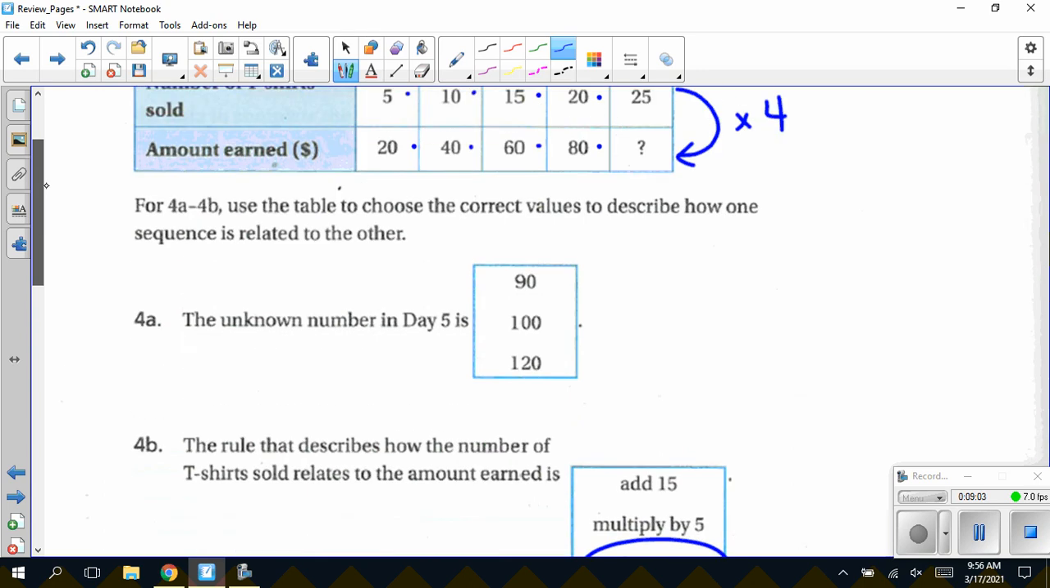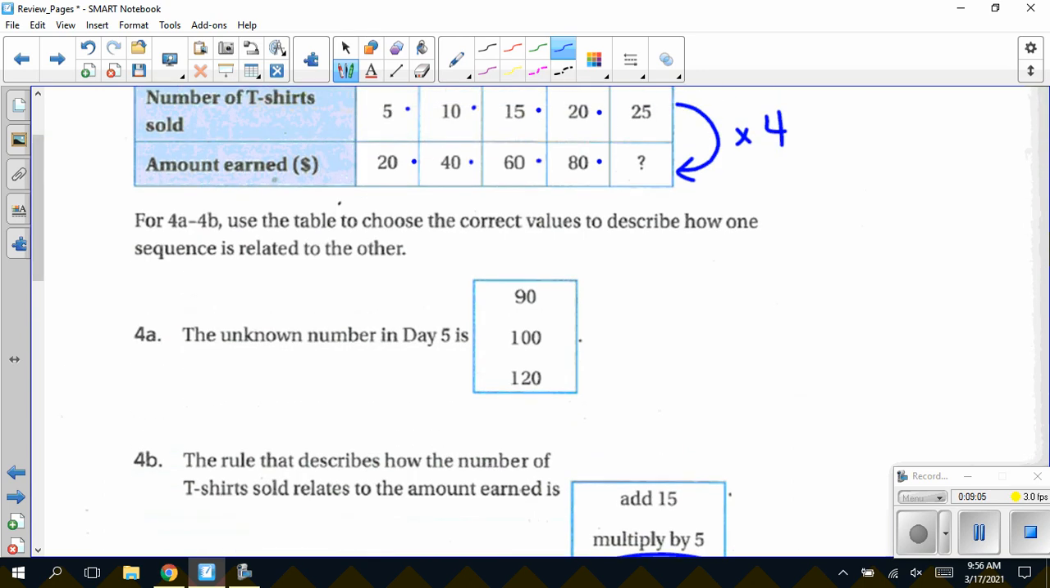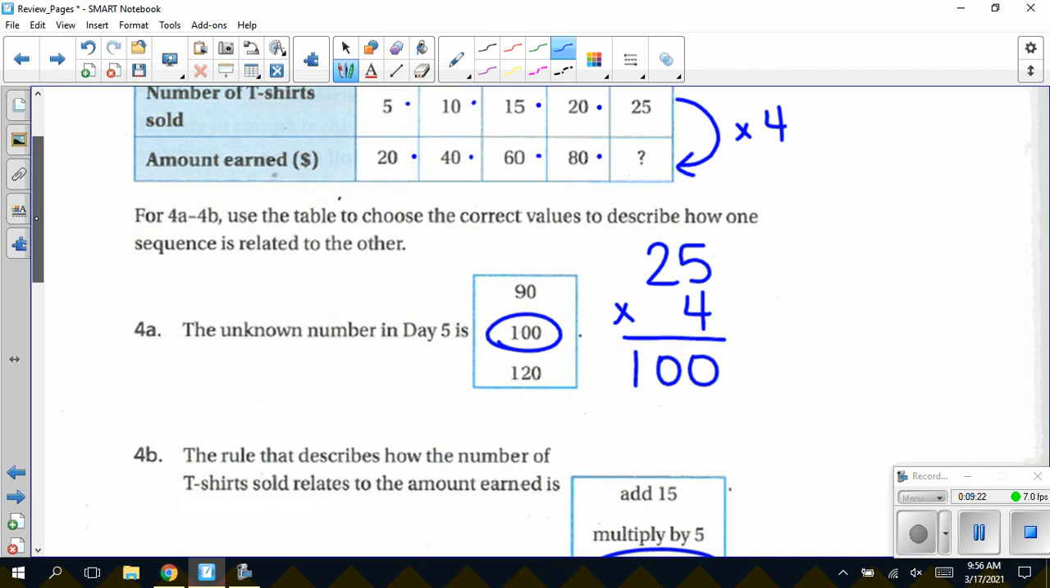Now to solve for A, I have 25 t-shirts that are sold times 4, because that is my rule. And I know from working with quarters, 25 times 4 equals 100. So that is my missing number for day 5.